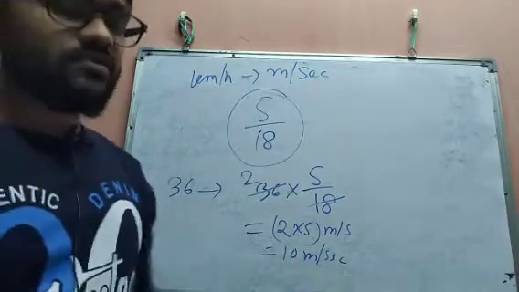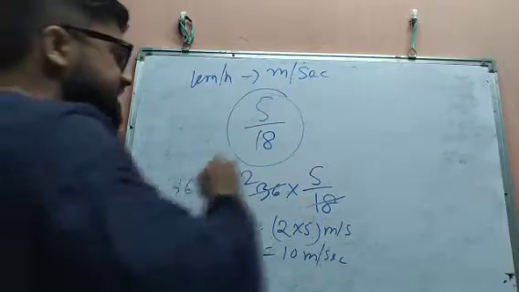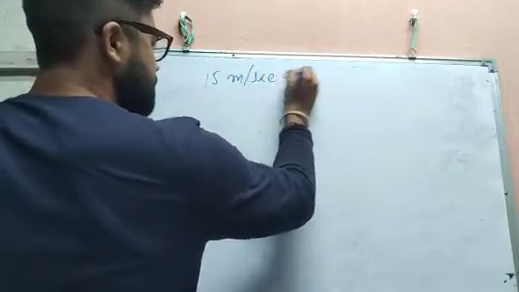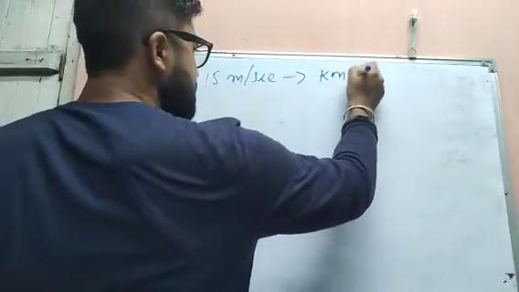Okay, next, what have we been given? 15 meter per second to km/h. This time we are asked to convert 15 meter per second to km/h.